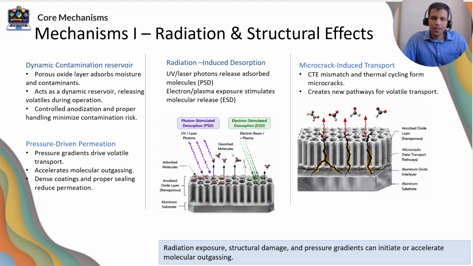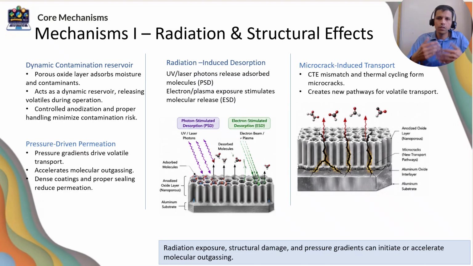So far we have discussed the dominant surface and thermal mechanisms under current or normal ambient conditions. Now let's look at different mechanisms. In the first left corner, I have listed the dynamic contamination reservoir. What is that? As explained previously, the porous oxide layer can act as a reservoir. After the component is installed on the tool or in the system, that porous oxide layer can absorb water molecules or any volatiles and release them later over a period of time.